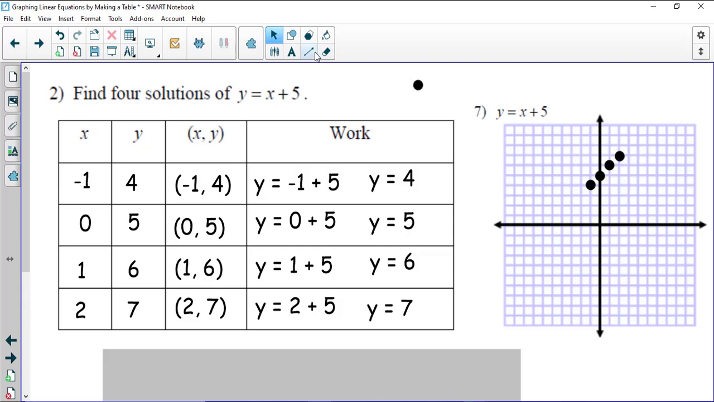They do indeed form a line, basically going up 1, right 1, and that's because this line has what we call a slope of 1. Slope is the steepness of the line.